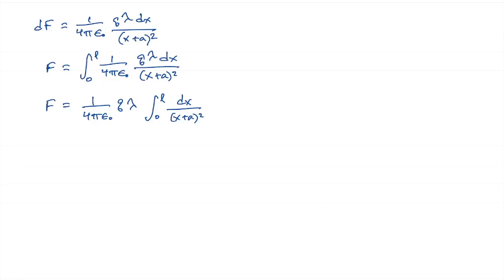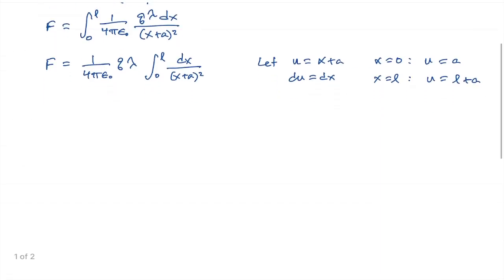All right, we can let u equal x plus a. So this is substitution. Then du is going to be dx. All right, we also have the limits of integration. So when x is 0, we're going to have u equal to a. And when x is L, we're going to have u equal to L plus a. All right, so let's make that substitution.